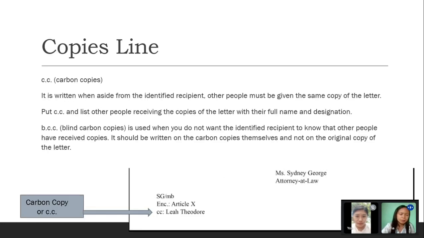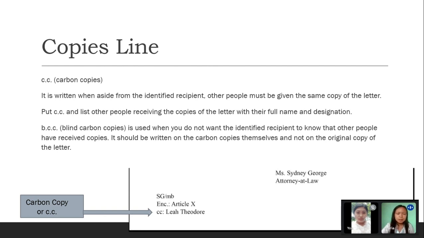Next is the copies line, CC or carbon copies. It is written when, aside from the identified recipient, other people must be given the same copy of the letter. Put CC and list other people receiving copies of the letter with their full name and designation. With carbon copies, it is visible, so the others can see who the other recipients of the letter are.